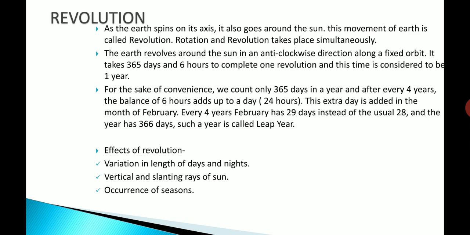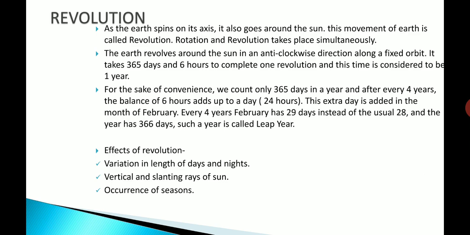For our convenience, we count only 365 days in a year. The extra 6 hours, or the balance of 6 hours, in every 4 years added up together becomes 24 hours. That is 1 day, and that one extra day is added in the month of February. February will become 29 days instead of the usual 28 days, and that year will have 366 days, which we call a leap year.